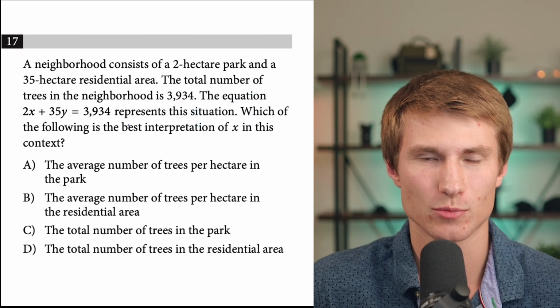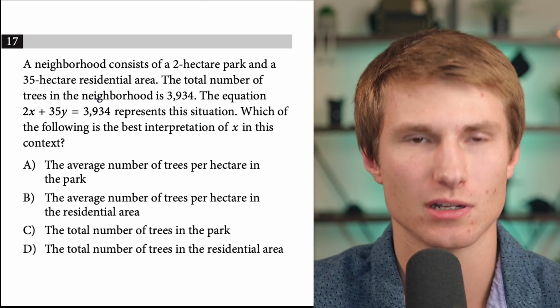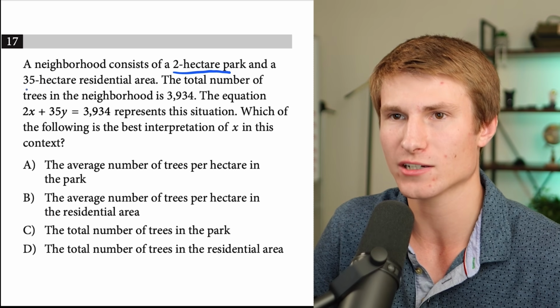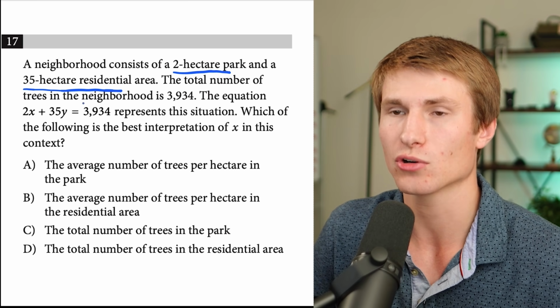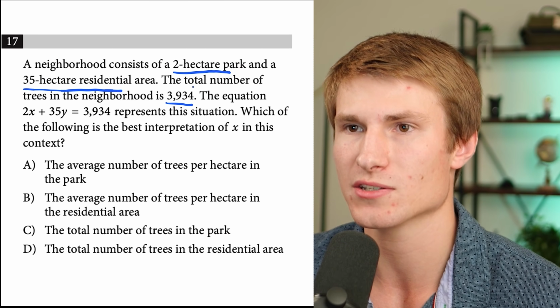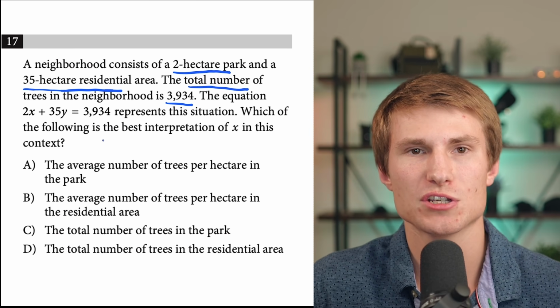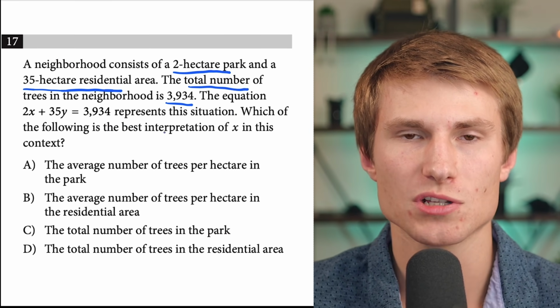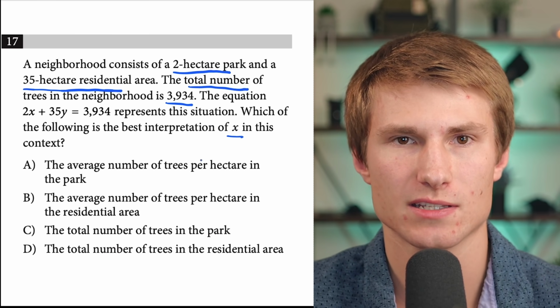Here's how to better interpret word problems on the SAT math section. Question 17 states: a neighborhood consists of a 2-hectare park and a 35-hectare residential area. The total number of trees in the neighborhood is 3,934. The equation 2x plus 35y is equal to 3934 represents this situation. Which of the following is the best interpretation of x in this context?